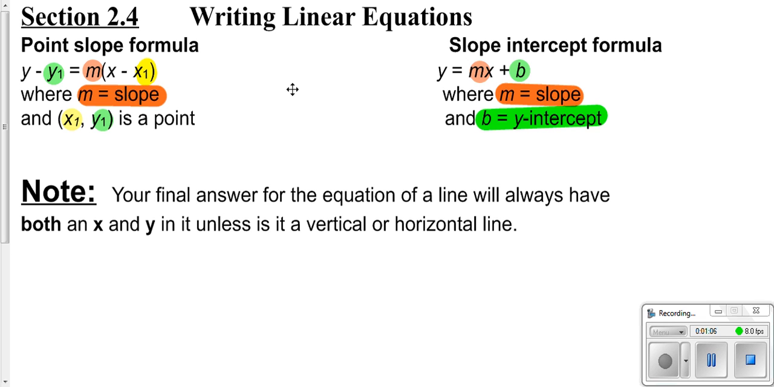In both of these cases, when you're finding the equation of a line, your final answer will always have an x and a y in it, unless it happens to be a vertical or horizontal line.